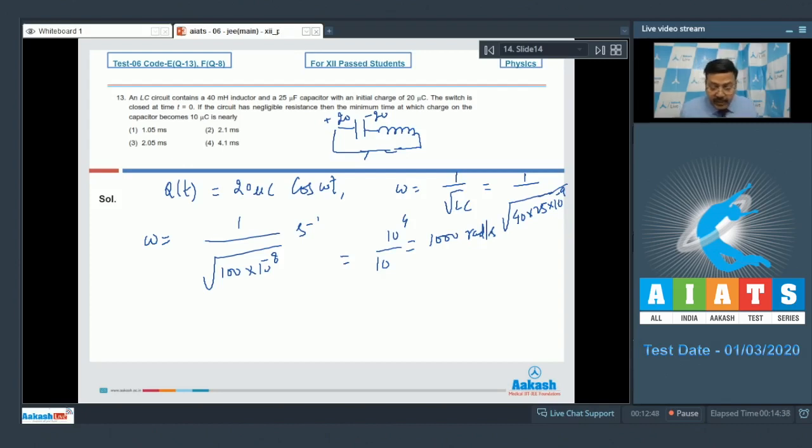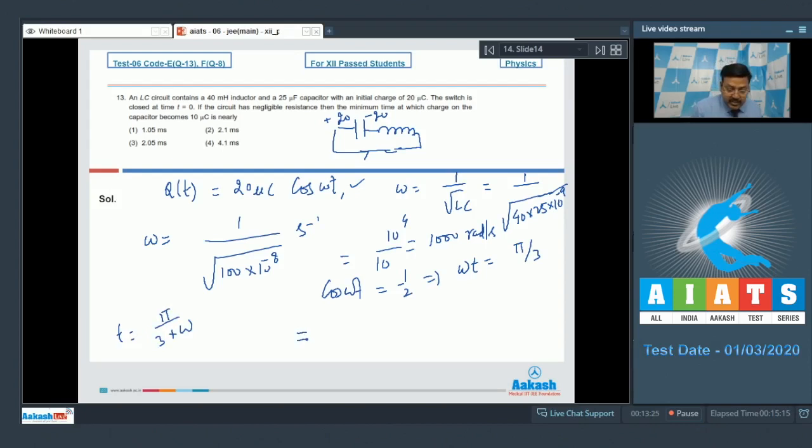Now the charge on the capacitor has to become 10 microcoulomb in the shortest possible time. So that means from this equation we put Q equal to 10 microcoulomb, and the cos omega t then becomes 1 by 2, and that means the smallest value of time we can take is such that omega t is pi by 3, and the value of t would be pi by 3 into omega.